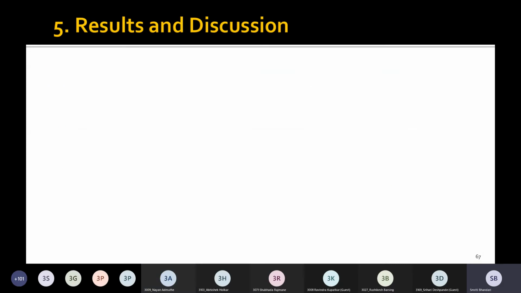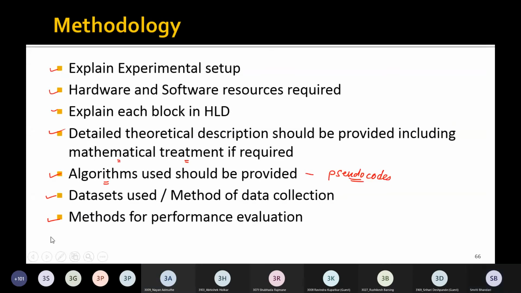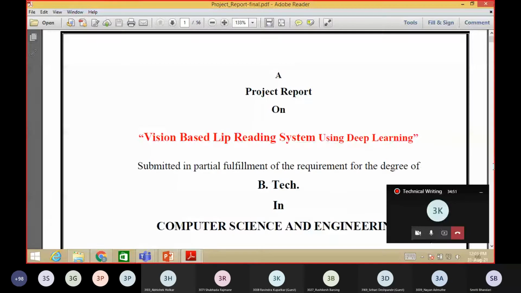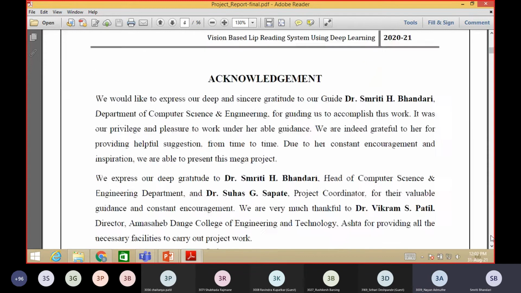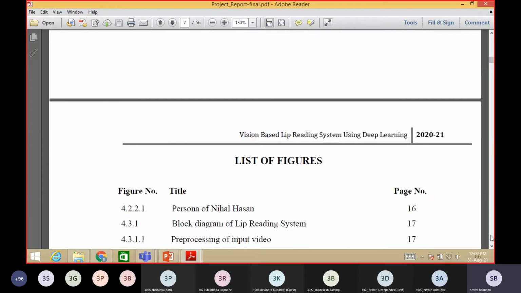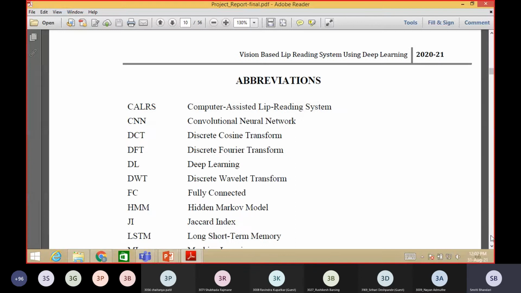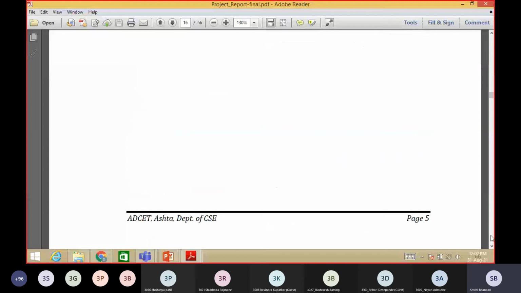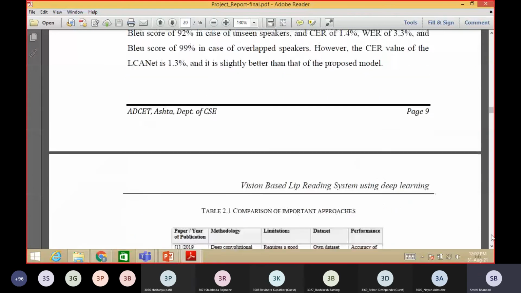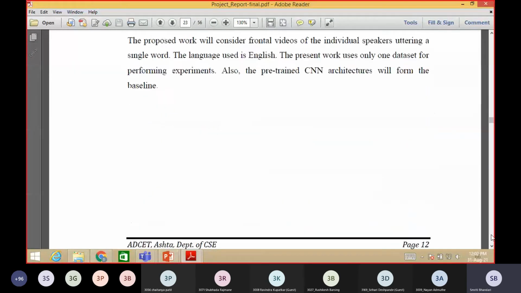Yes, ma'am. Right. So let me give you one example, or rather I'll show you one example. I hope my screen is visible. Yes, ma'am. Right. So this is one sample report. I'll be showing you the methodology part of this report so that you can understand how we can write the methodology.